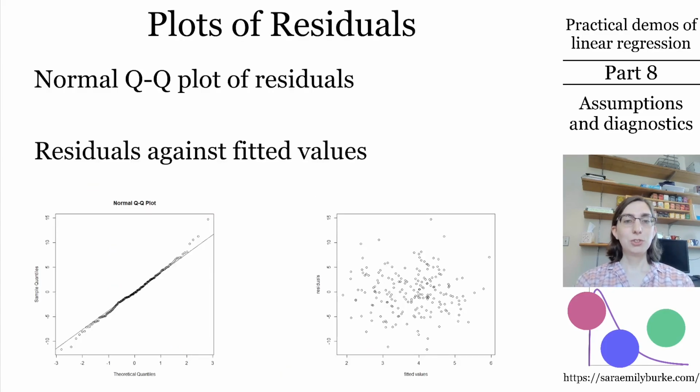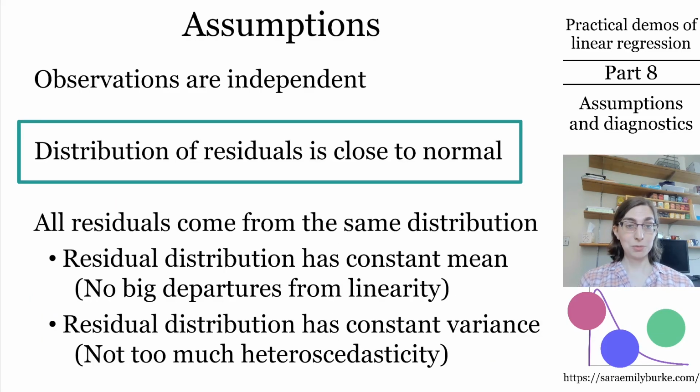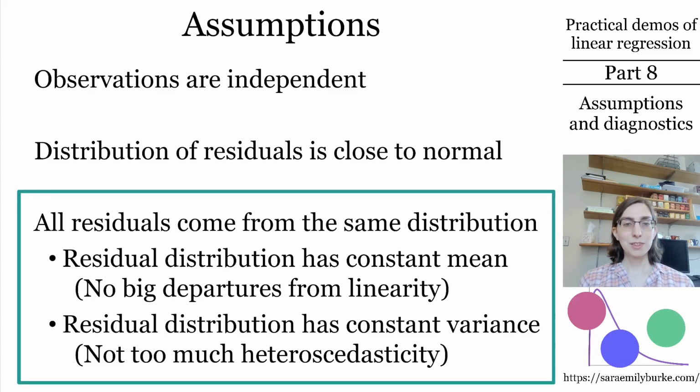Okay, so the two main plots of residuals that we talked about were a QQ plot and a plot of residuals against fitted values. These helped us test some of the key assumptions for the t-test of the regression slope. The QQ plot helped us look for violations of the assumption that the residuals are normally distributed, and the residual fitted value plot helped us test whether there were systematic variations in the distribution of residuals along the range of fitted values, heteroscedasticity, and departures from linearity.